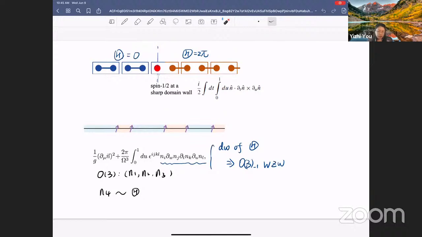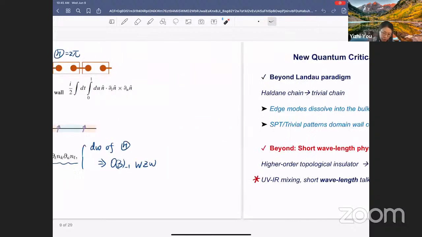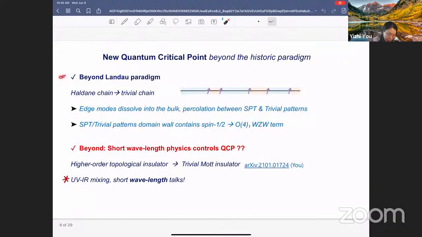And at a quantum critical point, the spin rotation symmetry, or at least part of it, like time reversal symmetry, is not broken. And also theta is strongly fluctuating in space. So the quantum critical point is actually described in terms of an O(4) level 1 Wess-Zumino-Witten term in one spatial dimension. So this is a heuristic understanding of the quantum phase transition between the Haldane chain and the trivial chain.